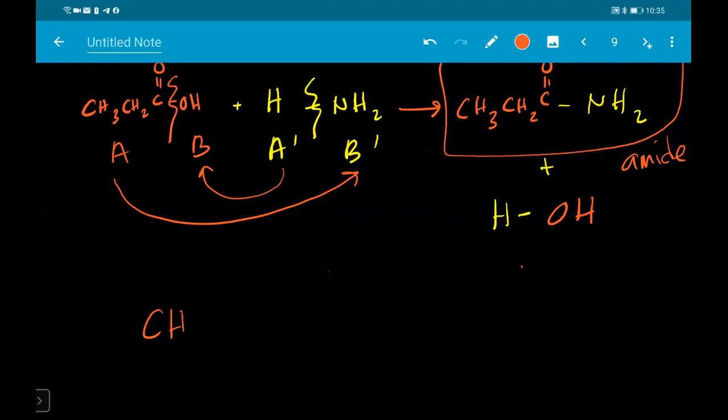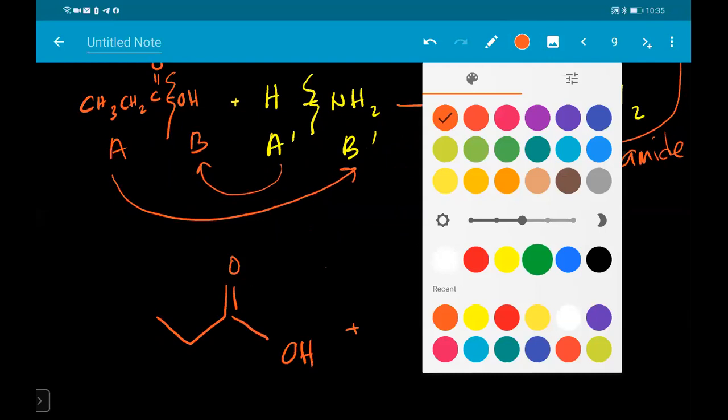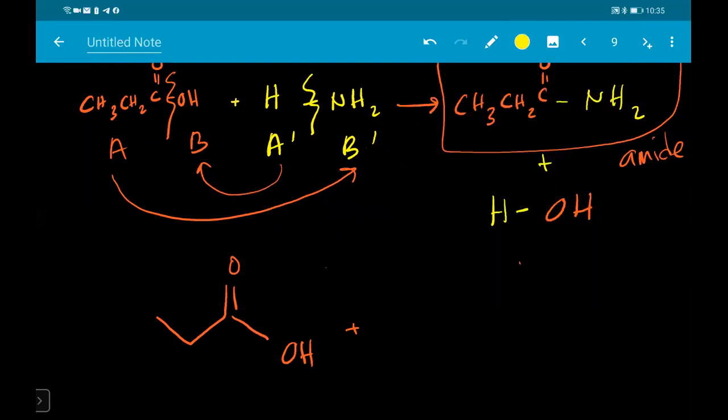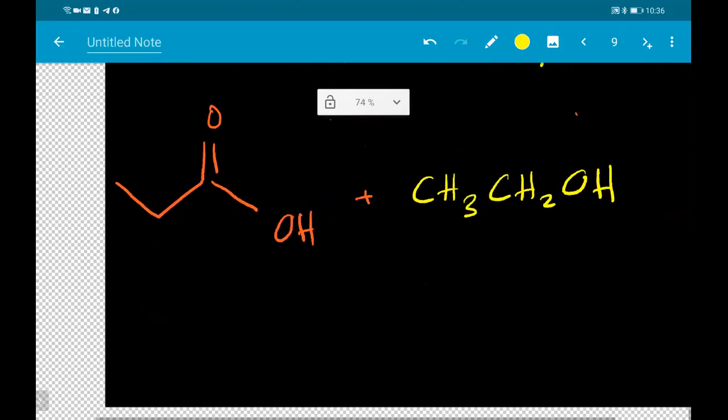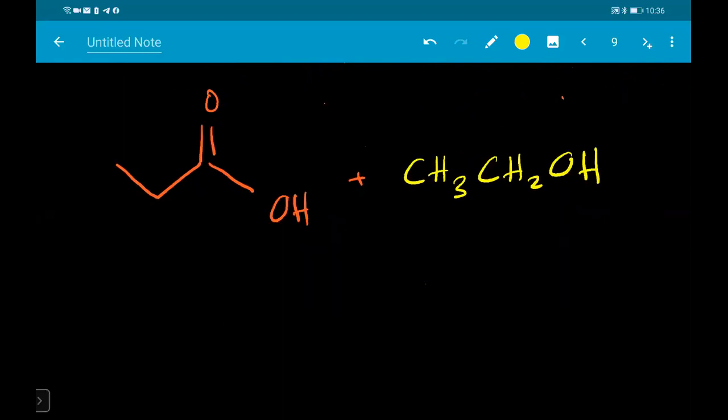Okay, I'm going to use the same thing. Instead of writing like this, I will draw 1, 2, 3, C double bond O, OH. The top and bottom are the same, this is just the skeletal formula. I'm going to react it with an alcohol. The alcohol I'll write is CH3, CH2, OH. I'll give you a hint: this is also a nucleophilic substitution reaction.